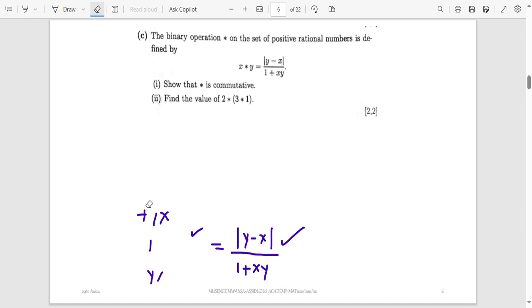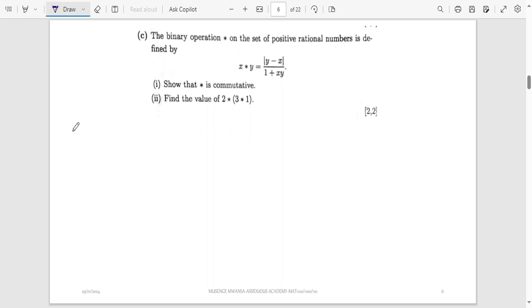And then the next one, we want to evaluate 2 star (3 star 1). Every time you're evaluating binary operations, you always start with what is given in the brackets. So this is going to be 2 star, and I'll first work what is in the brackets, meaning that where there is x we substitute 3, where there is y we substitute 1. So that's what we'll be doing.